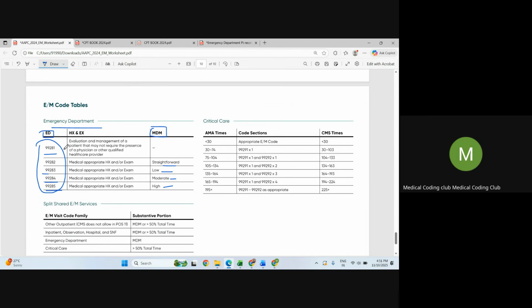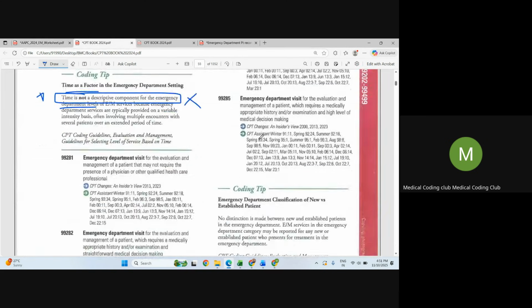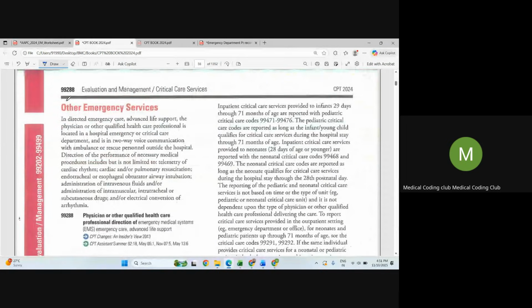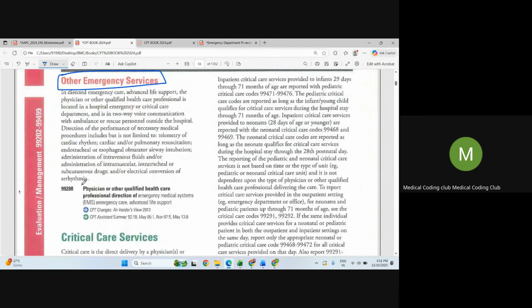So these are the 5 codes we have for the emergency department category. And with these 5 codes, we do have one more code. Most of you may not be using that code, but you should be aware. We have the other emergency service code, that is 99288. We use this code only when the physician or other qualified healthcare professional is giving direction for the emergency medical system, whenever a patient requires advanced life support. You can read more about other emergency services later. So for other emergencies, we will code 99288.